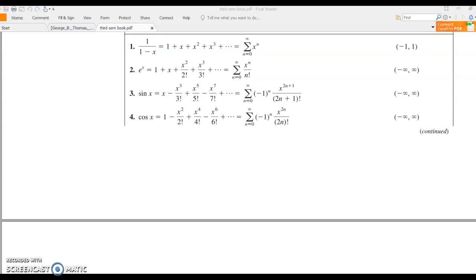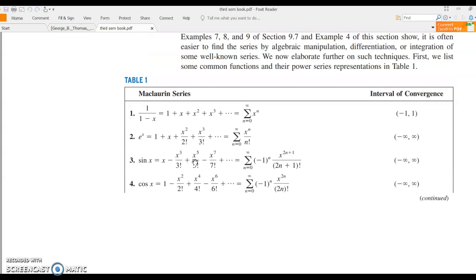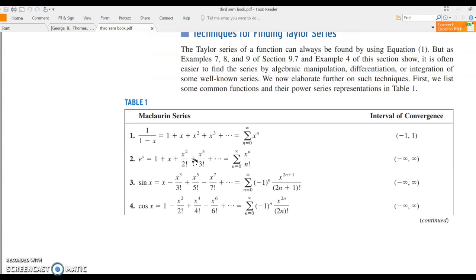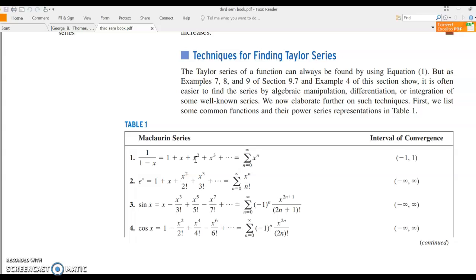Hi, today we have to do some problems related to the Taylor and Maclaurin series. What are the techniques for finding the Taylor series? These tables we have to study carefully. That is 1 by 1 minus x, this is a function which we have to study carefully.